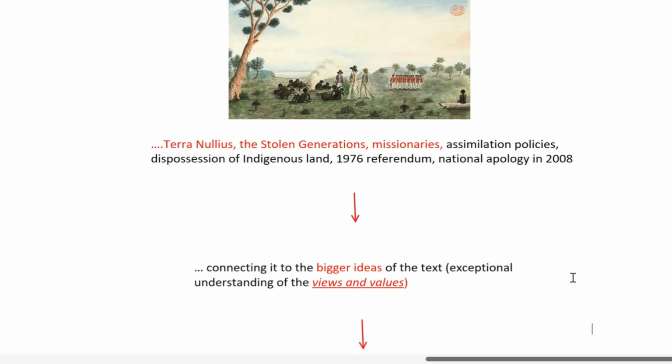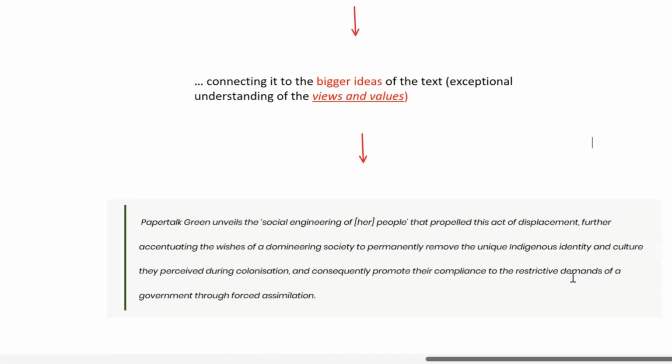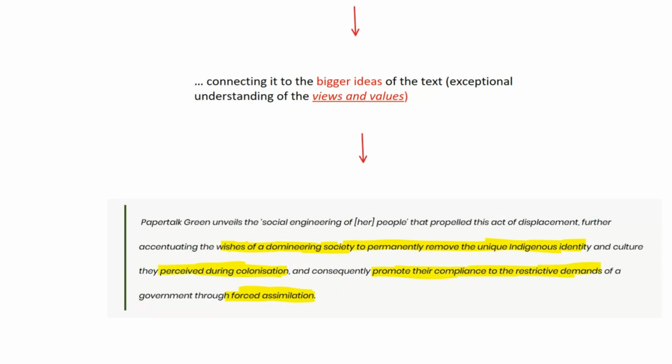Let's take a look at this context in action to understand it a little bit more. You can really see in this example, the big ideas here are assimilation, Indigenous identity and culture, and the deprivation of rights. As I'm highlighting right over here, the wishes of a domineering society to prevent Indigenous identity and culture perceived during colonization, and talking about the compliance to restricted demands of a government through forced assimilation. These things all talk about the context very well and are fundamental to a really good understanding of the text within your text response. So never forget the importance of context.